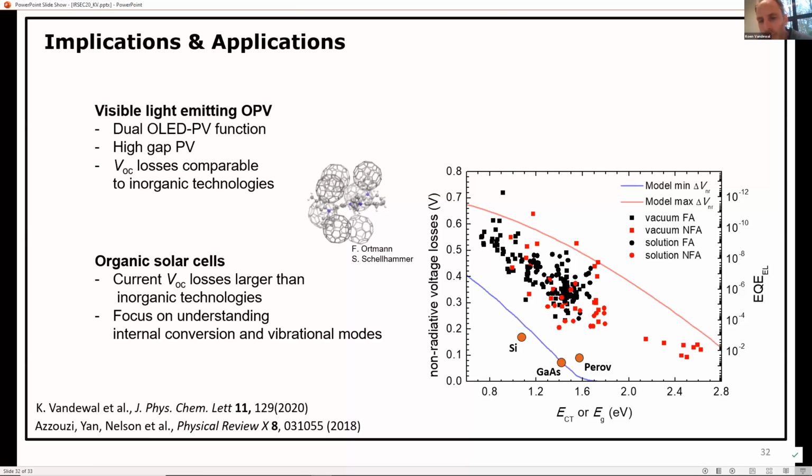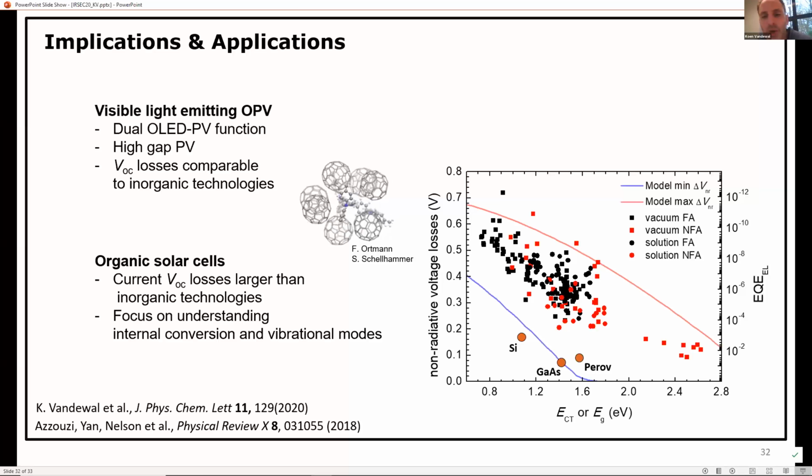We know now that one of the main reasons why organic solar cells have large voltage losses is this intrinsic energy gap law, this non-radiative decay via molecular vibrations. So instead of emitting light, the molecules start vibrating. We can model this, and with some assumptions, we can calculate a lower limit for the energy dumped into vibrations, so a lower limit for non-radiative voltage losses, and an upper limit.